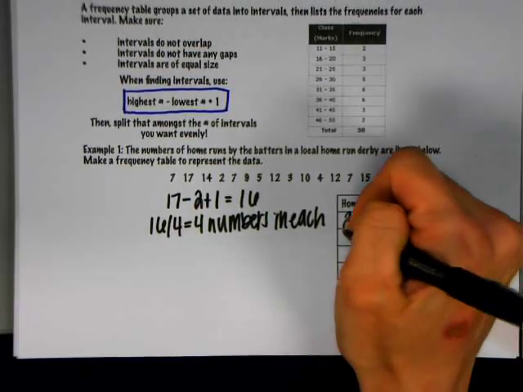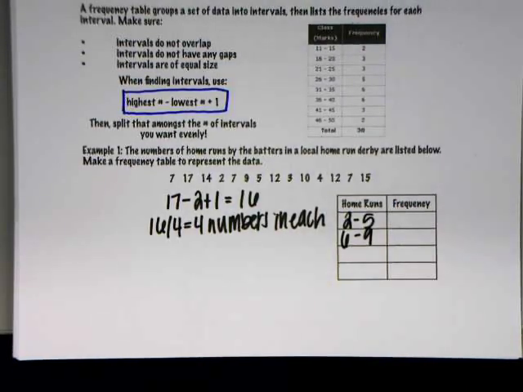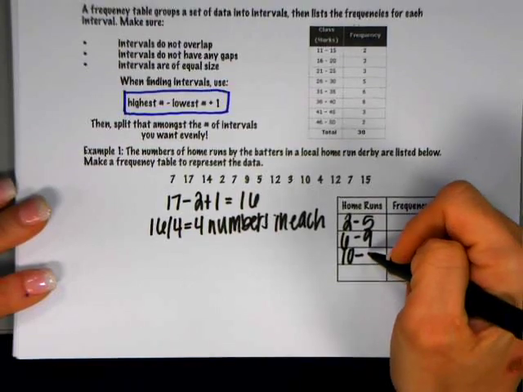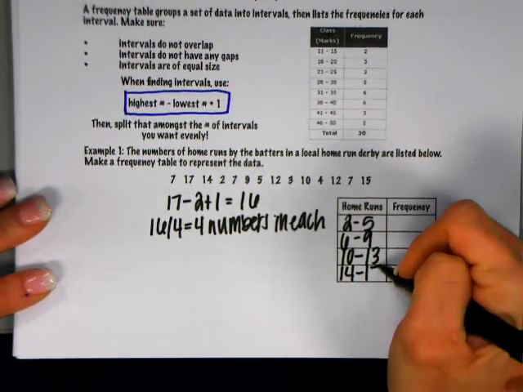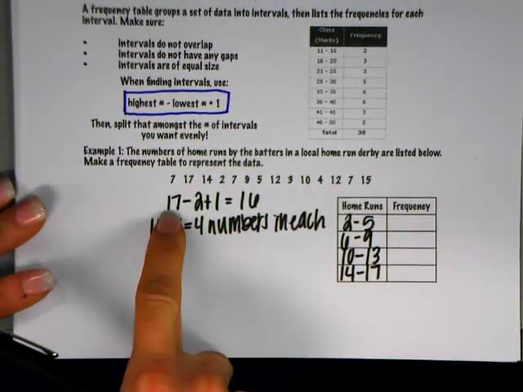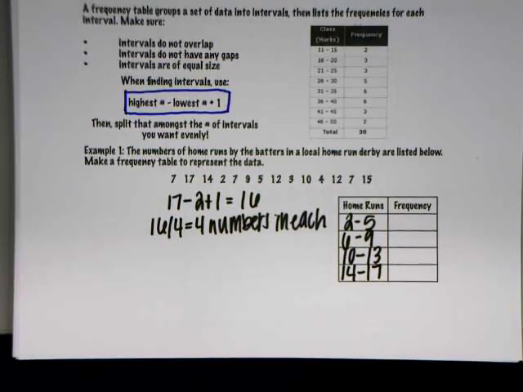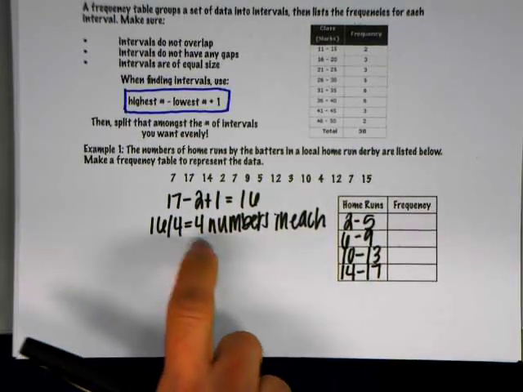So the next one's going to be 6 through what? Yeah, 6 through 9, because 6, 7, 8, 9 is the next 4 numbers. And then 10 through what? 10 through 13, yep, and then 14 through 17. So you should start with the smallest number that you had, which was 2, and end with the biggest number, which was 17. That's how you know that you split it up right. Okay? So the difference here should always be 1 less than the amount of numbers you're trying to do.